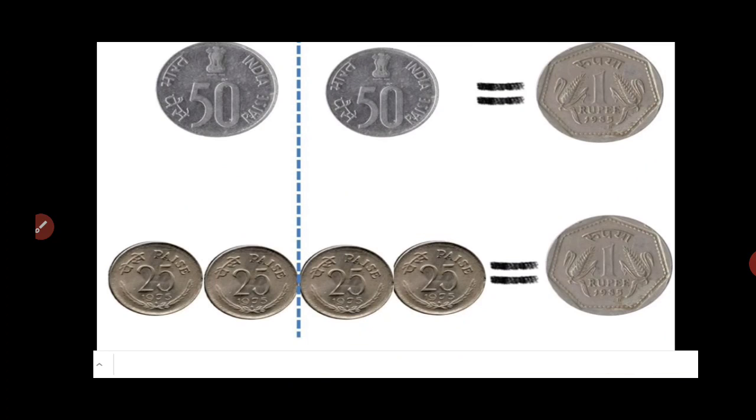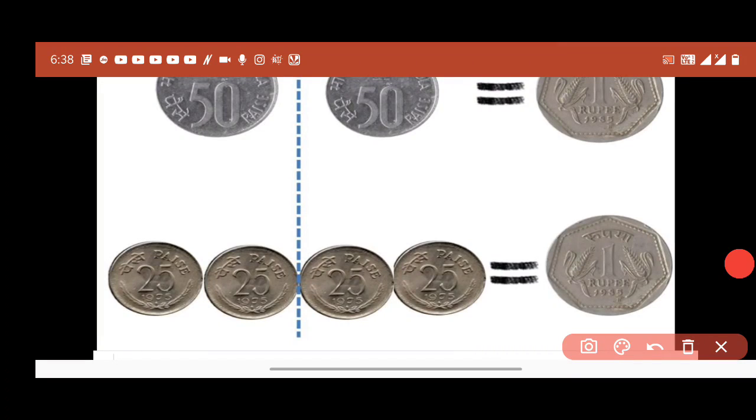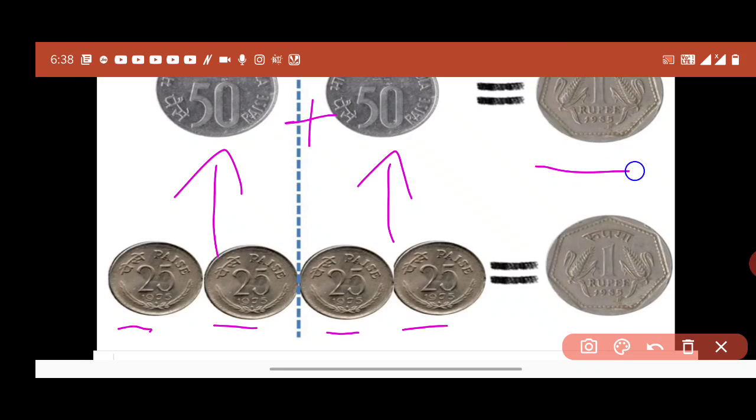Children, we know that 50 paise plus 50 paise equal to 1 rupee. Now we have to give 1 rupee in the form of 25 paise. So how many coins will you use? 4 coins. I'll tell you how. See children, if you add 25 paise plus 25 paise, it becomes 50 paisa. And if you add another two 25 paise, it again becomes 50 paisa. And we know 50 paisa plus 50 paisa equal to 1 rupee. So simple, four 25 paise coins is also equal to 1 rupee. Right children?